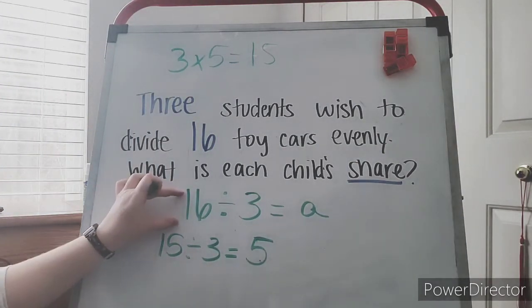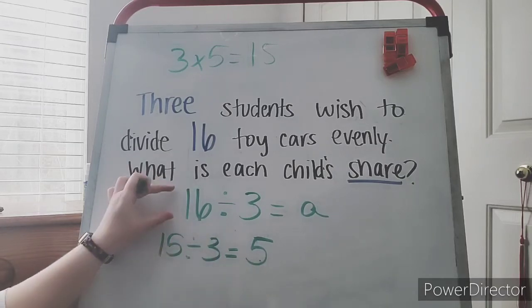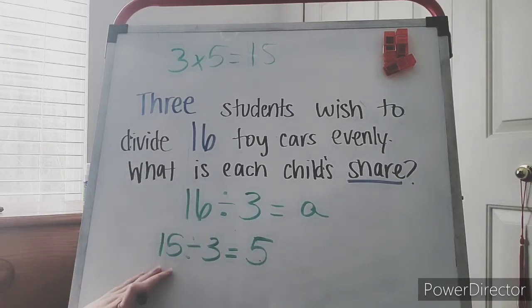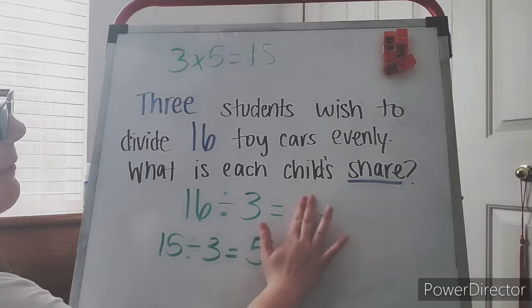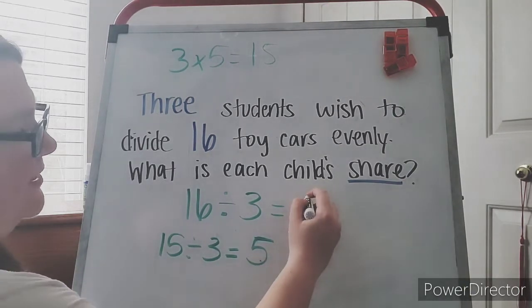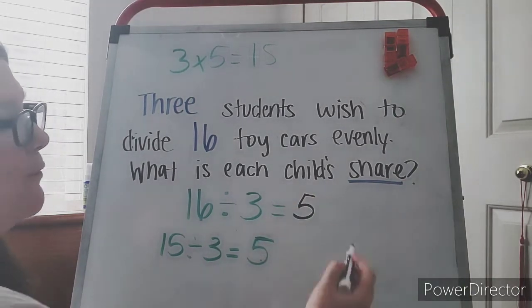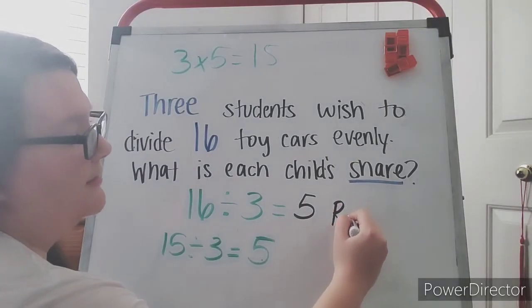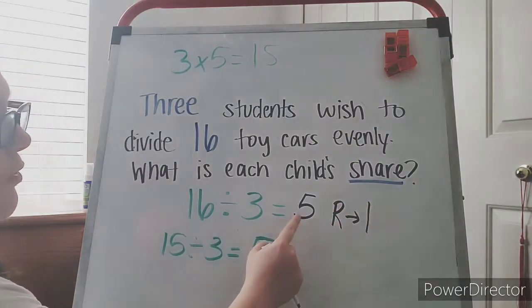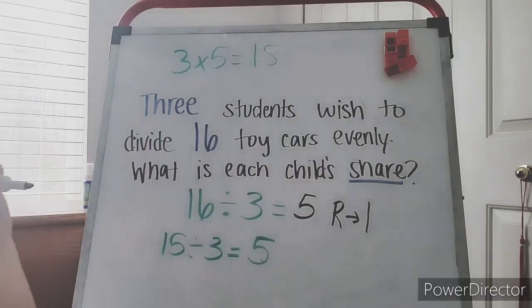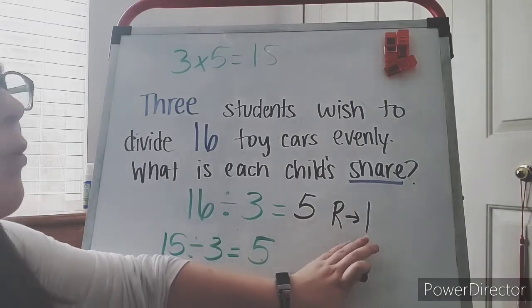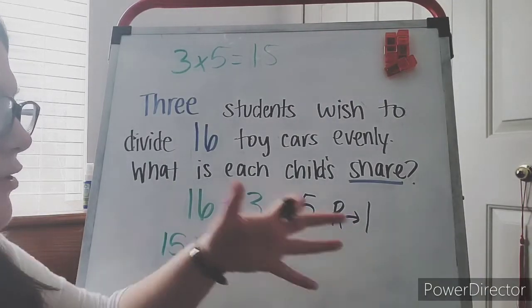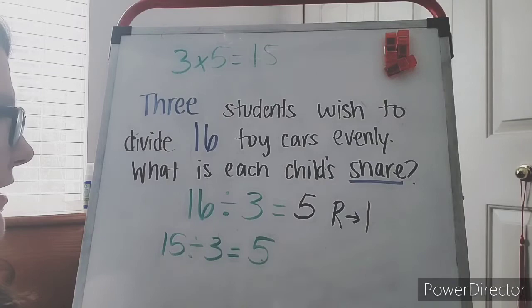And that's really close. But like I said before, we're trying to aim for 16, but we only got to 15. But that's about as close as we can get. So we're going to have a remainder of 1. Right? We're going to have a remainder of 1. So I'm going to erase my unknown, and I know that my answer is going to be 5, but we're going to have a remainder. I put an R, plus a little arrow, is 1. So each student is going to get 5 whole toy cars to play with. But there's going to be 1 remaining toy car left that we don't know what to do with yet.